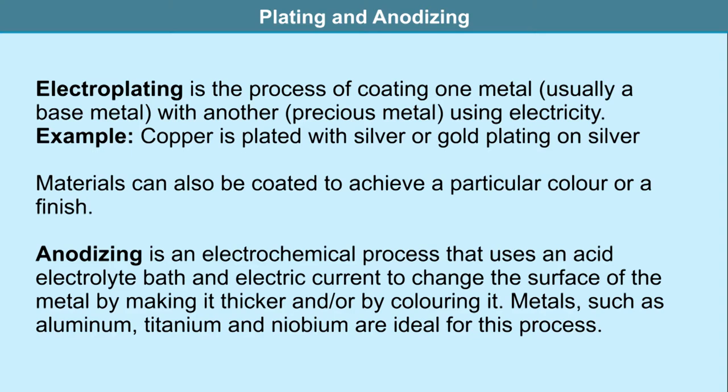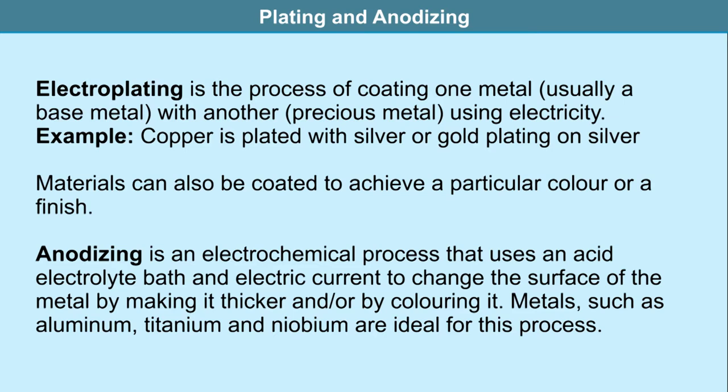Plating and anodizing. Electroplating is the process of coating one metal, usually a base metal, with another more precious metal using electricity. For example, copper can be plated with silver, or gold plating can be done on silver. Gold plated silver is one of the most commonly used techniques for higher end costume jewelry in India.